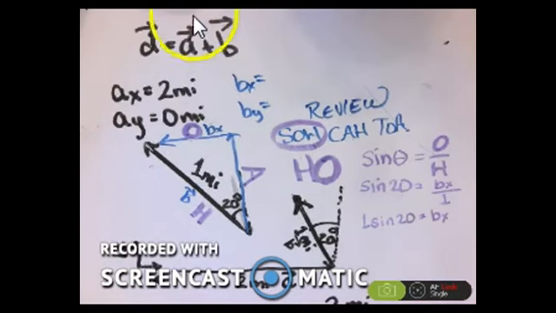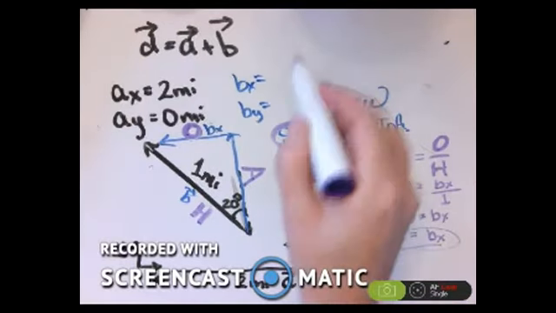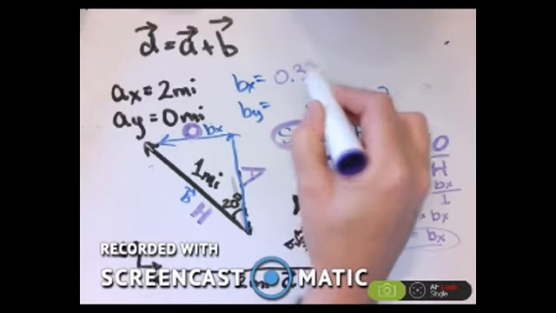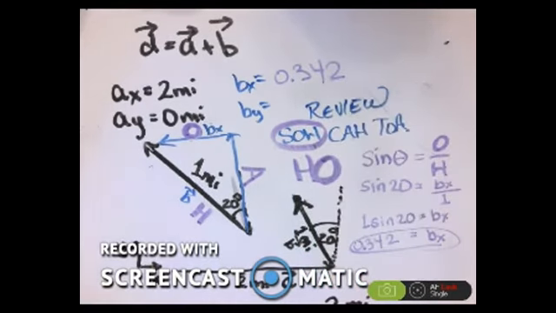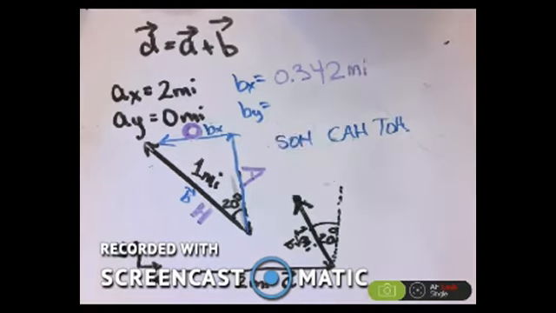The magic of calculator tells me that bx is approximately equal to 0.342. There, I now know my x component of that vector. Now I'm going to do the exact same thing for y.